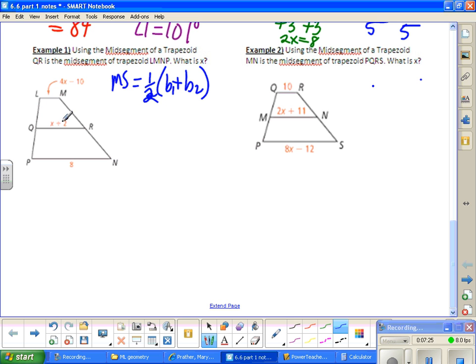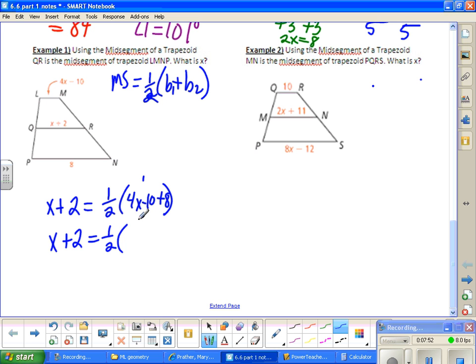So if the mid-segment is here, I end up with x plus 2 equals 1/2 times, and then I want to go ahead and take the two bases. So I get 4x minus 10 plus 8. So x plus 2 equals 1/2 times 4x. Negative 10 plus 8 is a minus 2.